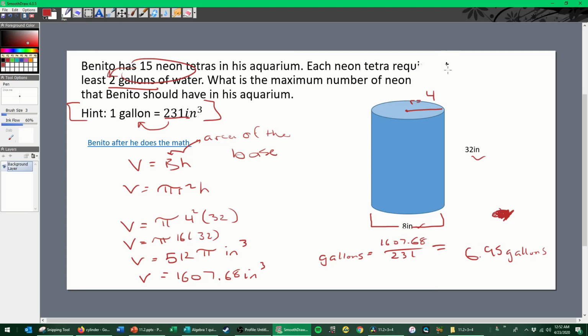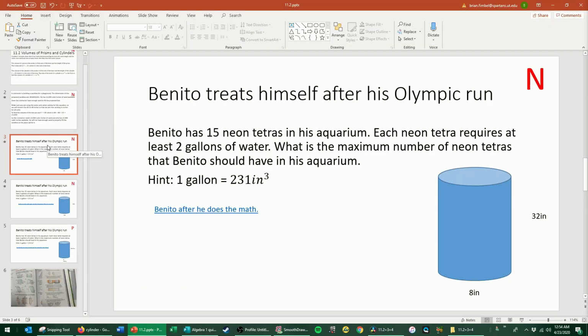So the fish need 2 gallons each at 15 fish, so that's 30 gallons. And he's only provided them with 7 gallons. So in true Benito fashion, this is not okay, right? 7 gallons is not greater than or equal to 30. His fish will not survive. He didn't make it to the Olympics. He's treating himself on this first try to a bunch of dead fish.